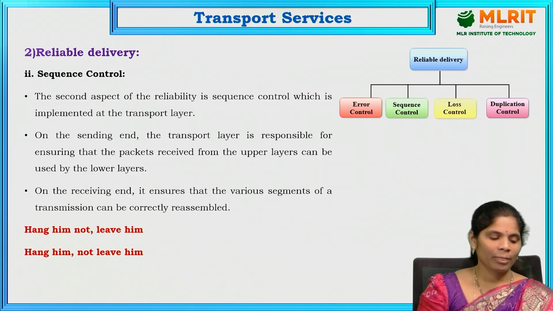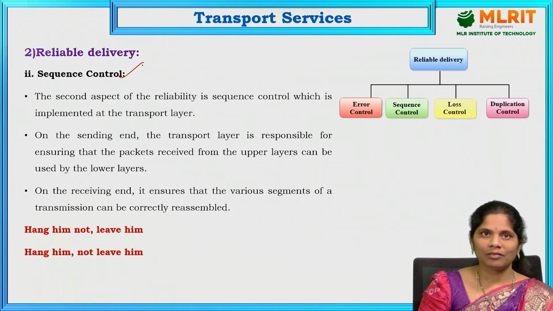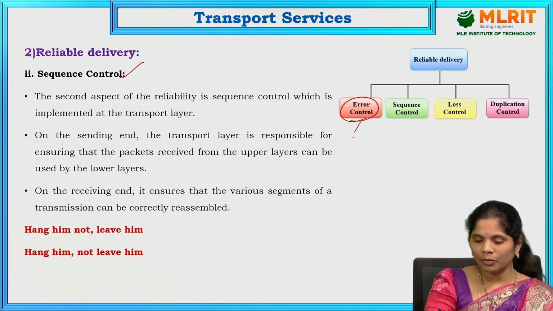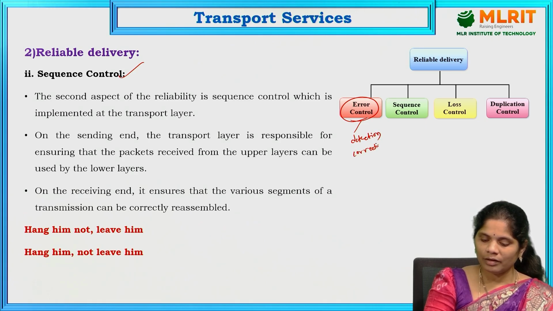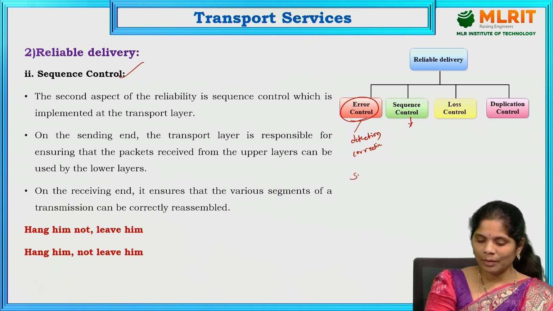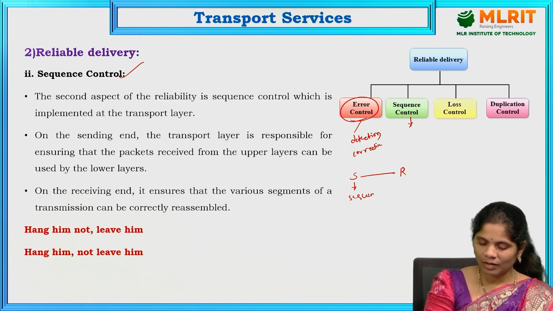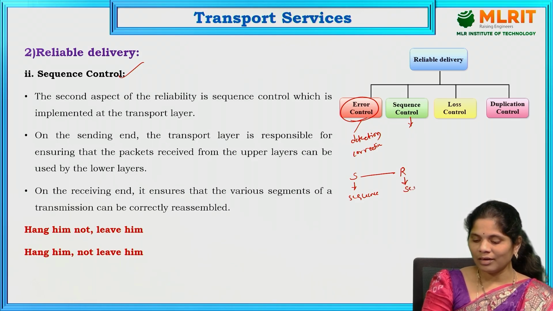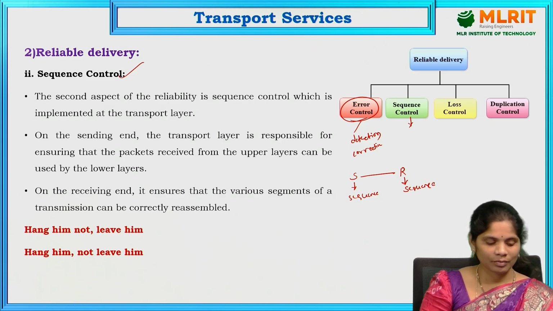And the next one is sequence control. In reliable delivery, the next one is sequence control. Already we completed error control, which talks about error detection as well as error correction. Sequence control is about the fact that when we send a message from the sender to the receiver, it is sent in the form of a sequence. We give a sequence number to each particular message. Then the receiver will understand in which order the sender is sending the message, and whether it is receiving the correct sequence will be checked. That is sequence control.